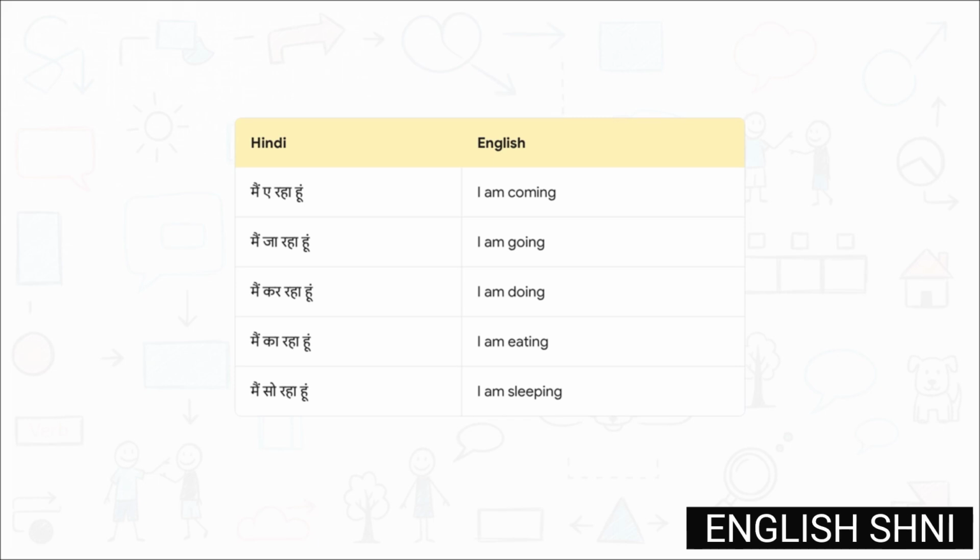But wait, actually, it gets even better. This applies to continuous actions happening right this very second too. Are you on your way somewhere? I am coming, or I am going. Deep in the middle of a task or a meal? I am doing, and I am eating. Ready to crash for the night? I am sleeping. As long as you are actively doing it right now and it involves you, I am is absolutely your ultimate go-to phrase.